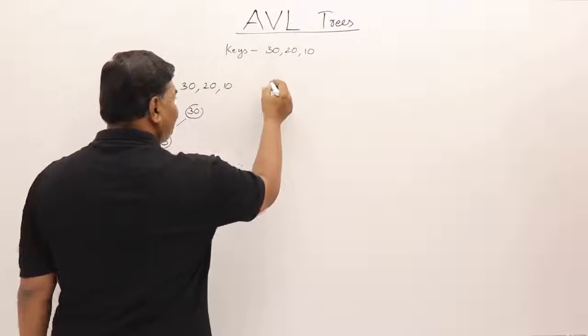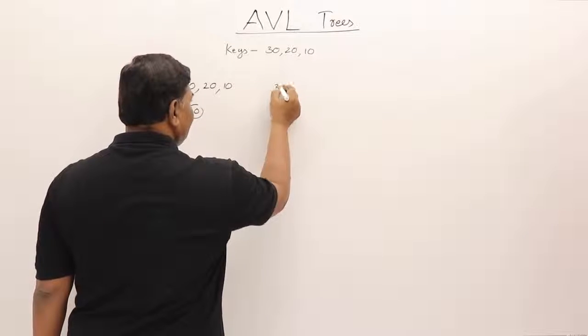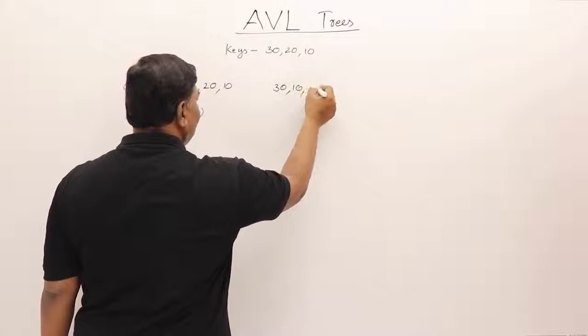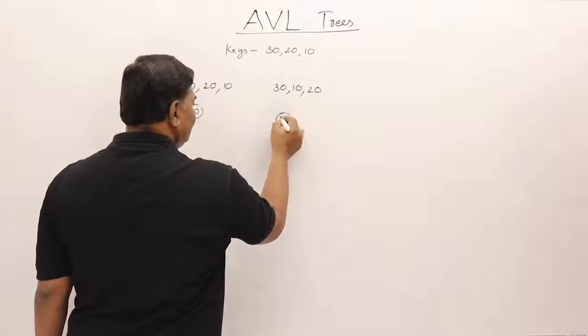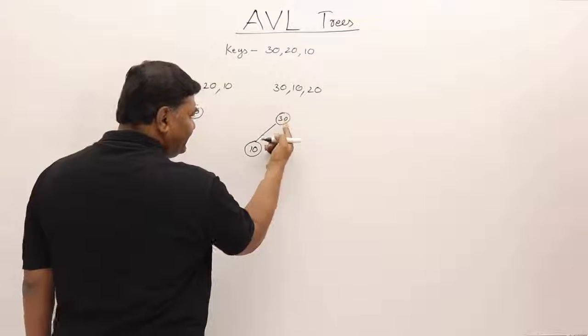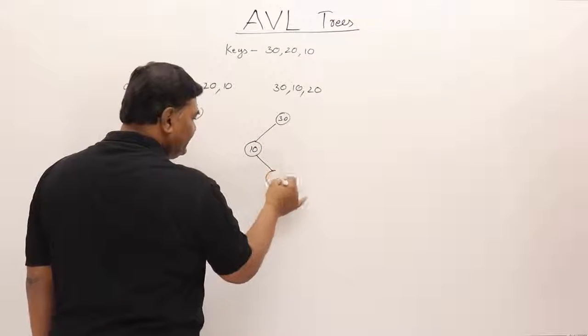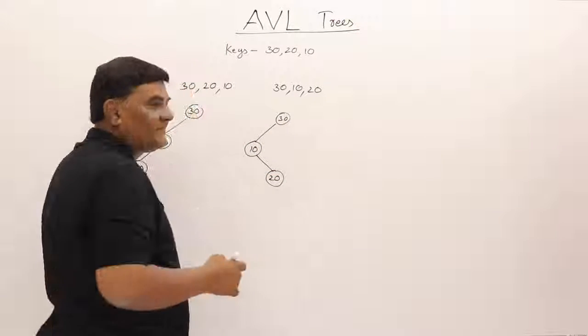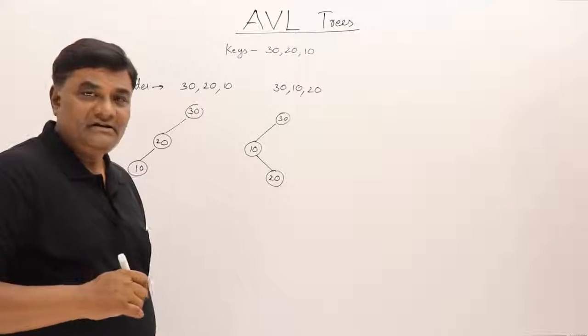If the order is different, let us say it is 30, then 10 and 20, then how does the tree look? So 30, 10 is smaller than this, so it comes this side. 20 is smaller than 30 but greater than 10, so it comes on this side. So this is the shape of the tree I am getting.